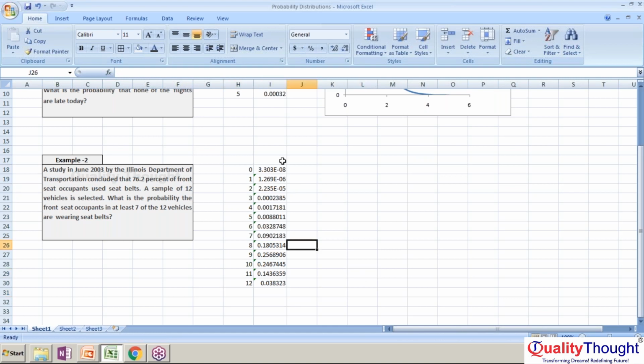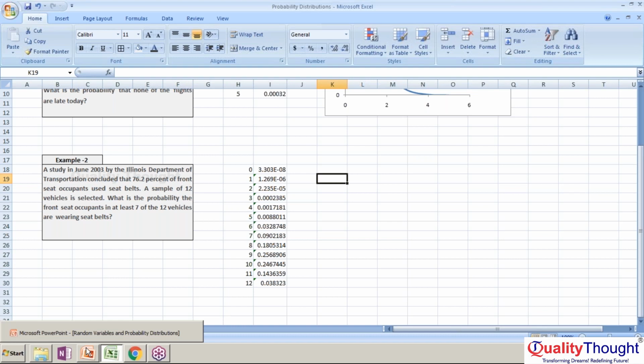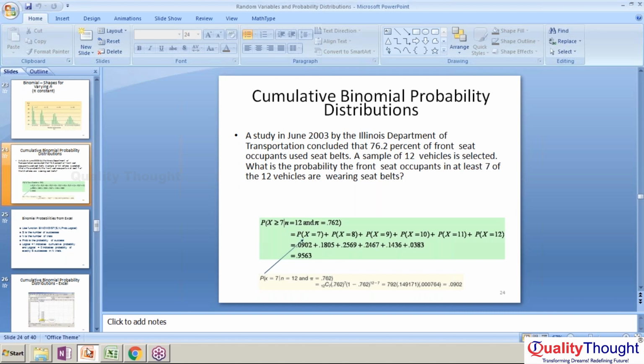Got it? So shall we do the probability for P of X is equal to 8? You can verify, 0.1805. Is it tallying? Next one, P of X is equal to 12, 0.038. Right or wrong? Guys, you need to tell me the answer. So fine, now we understand this is non-cumulative.